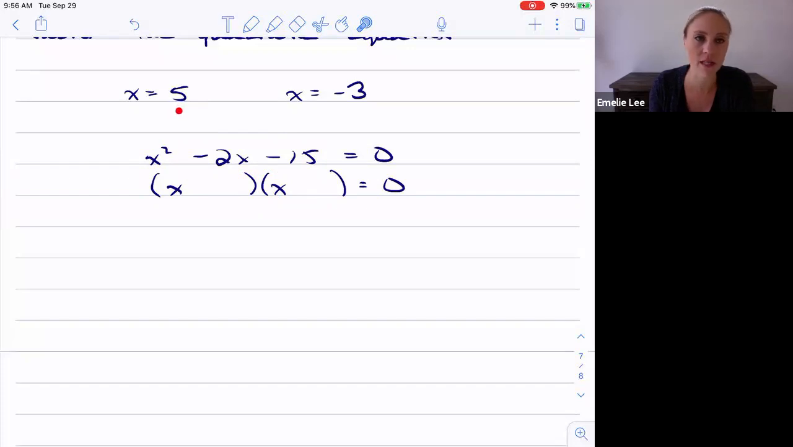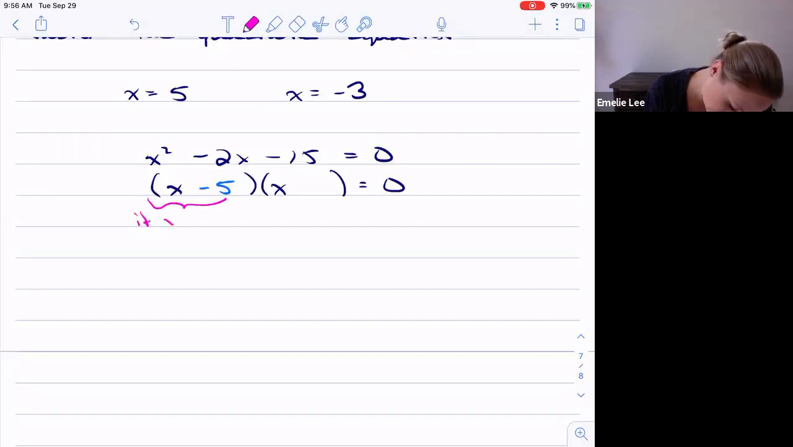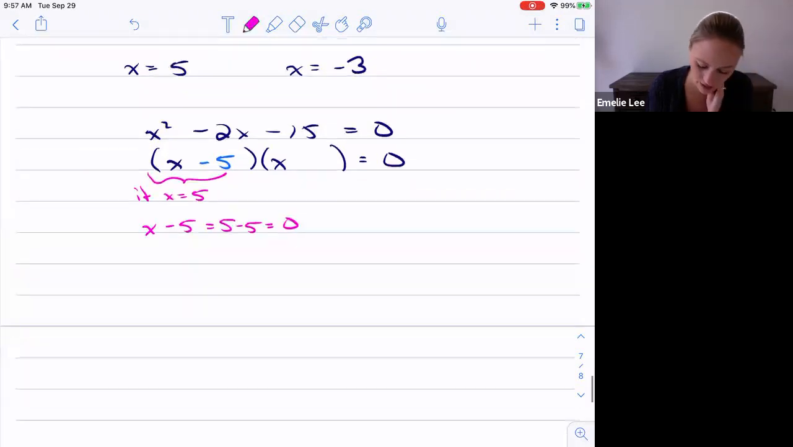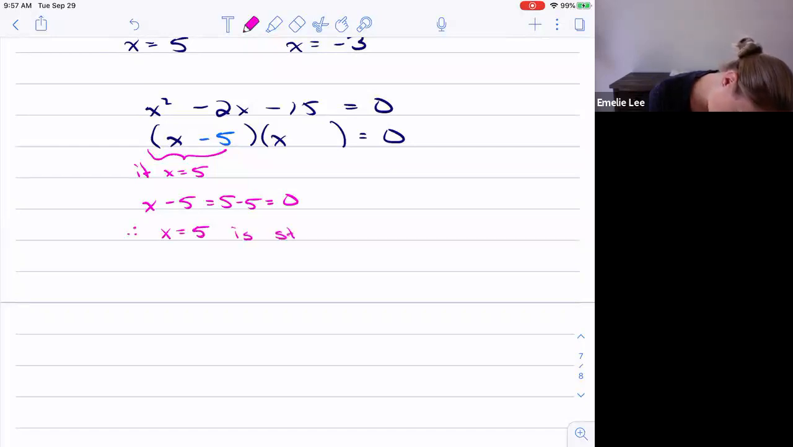Now I'm looking at x equals 5 as a solution. What that means is if I plug in x equals 5 here, then the solution should still be 0, right? So you want to take the opposite and say, well, then I need x minus 5 as one of these things. Because if x equals 5, x minus 5 is 5 minus 5, which is 0. 0 times anything gives you 0, and therefore x equals 5 is still a solution.